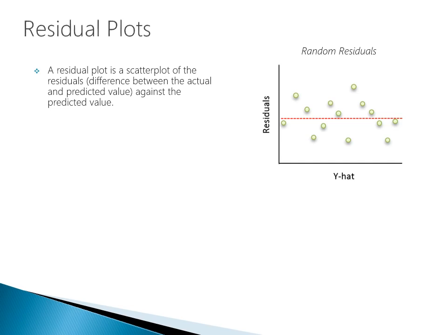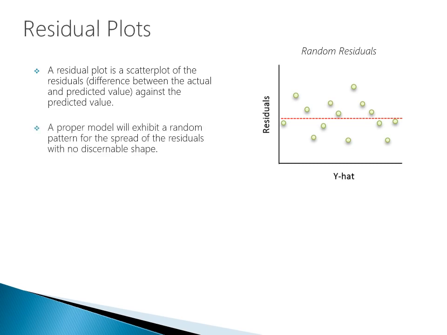We talked about residual plots in our EDA analysis prior to this, but I want to get into them again. So a residual plot is a scatter plot of the residuals, which is the difference between the actual value of y and the predicted value of y, against the predicted value. A proper model will exhibit a random pattern for the spread of the residuals with no discernible shape.